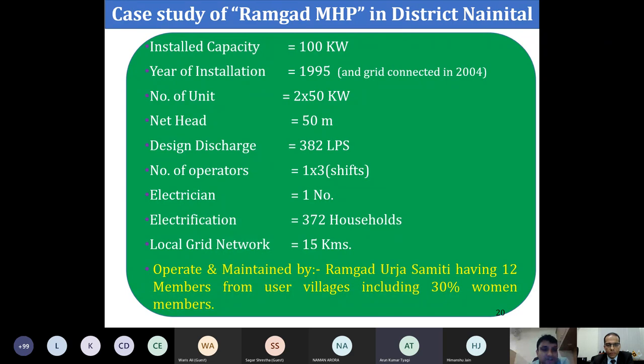This project is being operated and maintained by Ramgarh Urja Samiti, having 12 members from user villages, including 30% women members. There is an election every 5 years, and they select the members and choose the chairman and vice chairman of the samiti. Next.